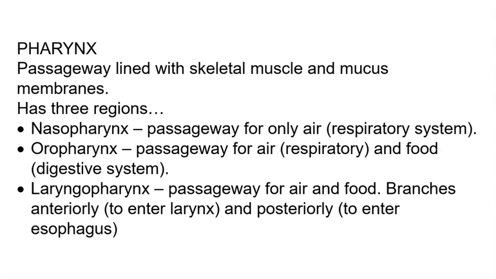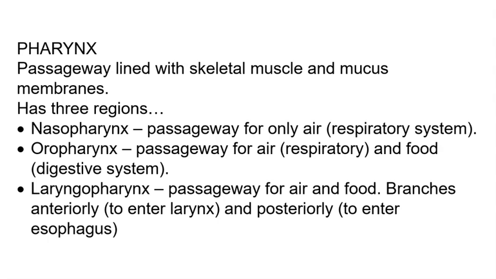Next, we'll examine the pharynx. The pharynx is a passageway that's primarily composed of skeletal muscle as well as mucous membranes, and it has three general regions. We see that the superiormost region is called the nasopharynx, which is the passageway from the nasal cavity into the pharynx, and it functions as a passageway for only air, so it is strictly a respiratory system structure.